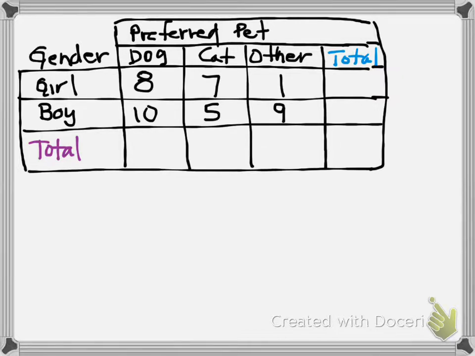So Alex, how many people like dogs? 18. Okay. And then how many people like cats? Allison. 12. And Josh, how many people like other types of animals? 10. Okay. And then let's look over here.